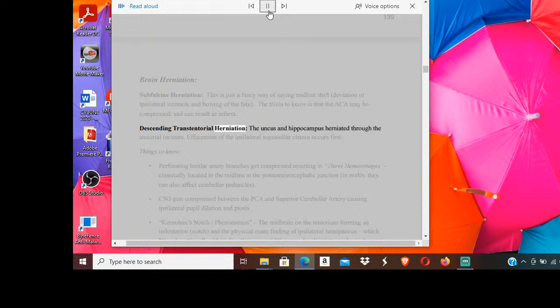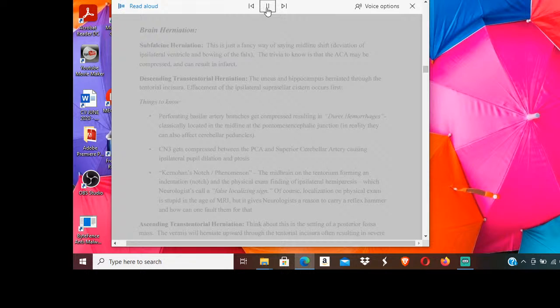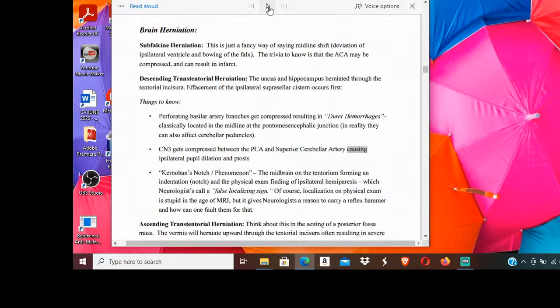Descending transtentorial herniation. The uncus and hippocampus herniate through the tentorial incisura. Effacement of the ipsilateral suprasellar cistern occurs first. Things to know: perforating basilar artery branches get compressed, resulting in Duret hemorrhages, classically located in the midline at the pontomesencephalic junction. In reality, they can also affect cerebellar peduncles.